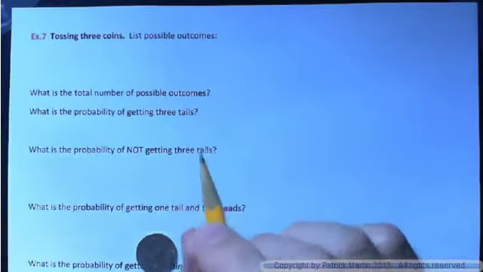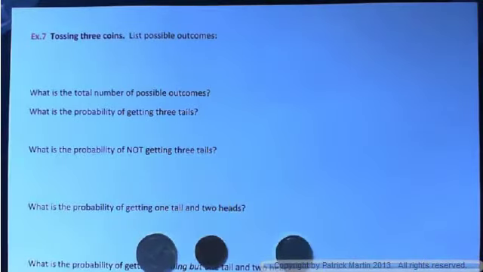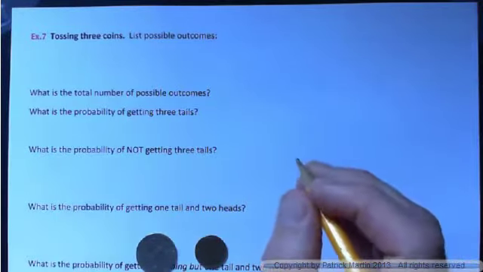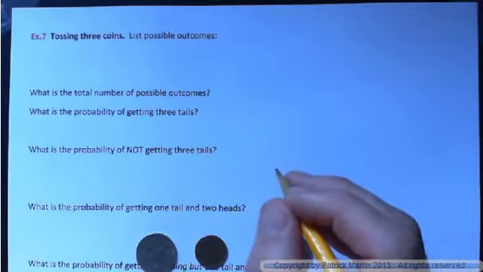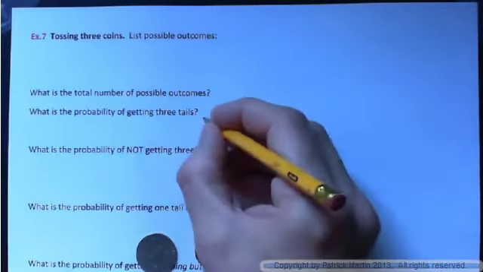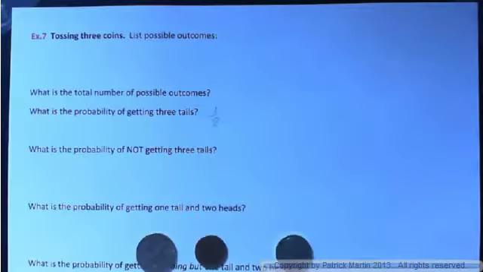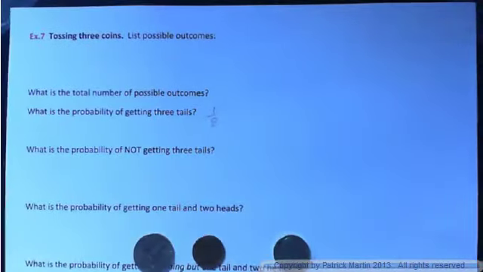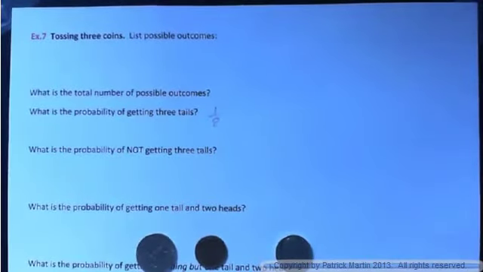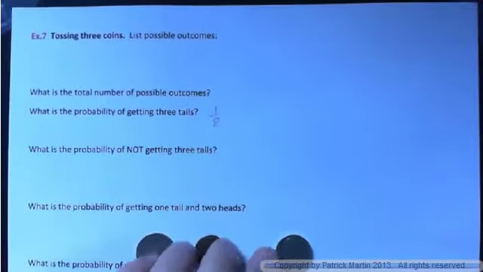Press pause and just quickly try and figure that out without writing down any outcomes or anything like that. Okay? So what did you come up with? The correct answer is 1/8. Did you get 1/8? Interesting, isn't it?